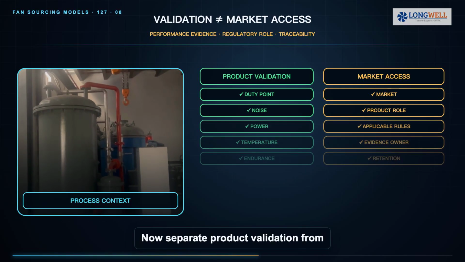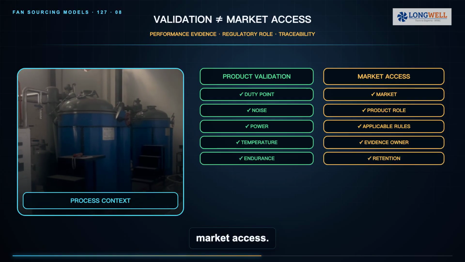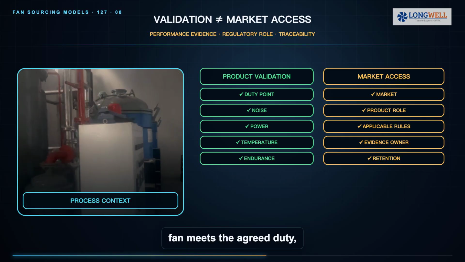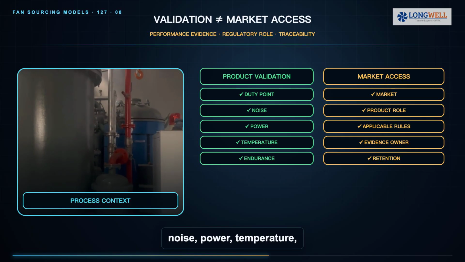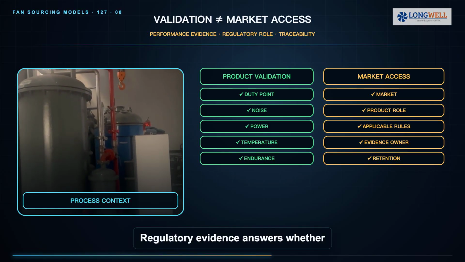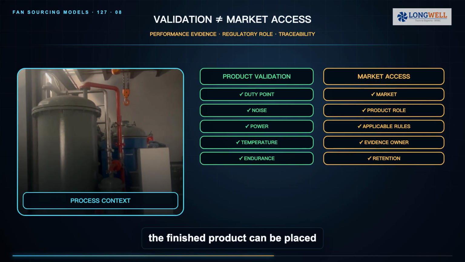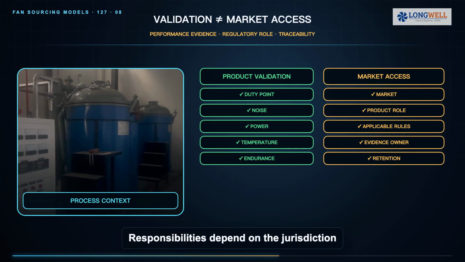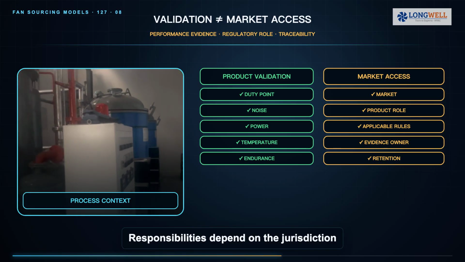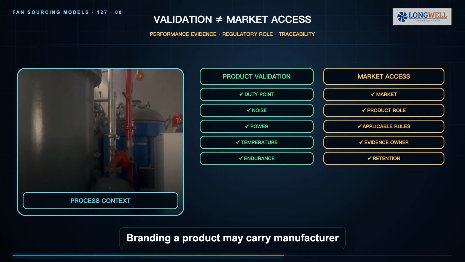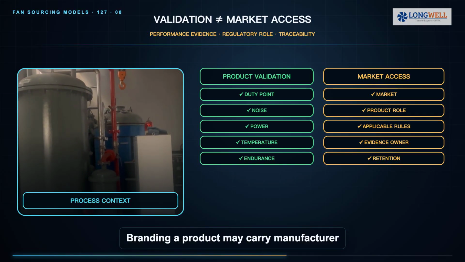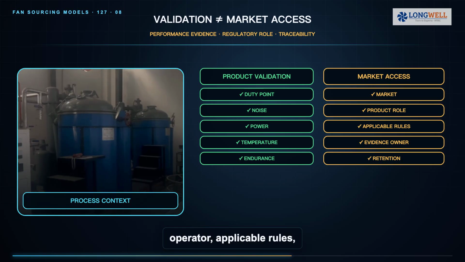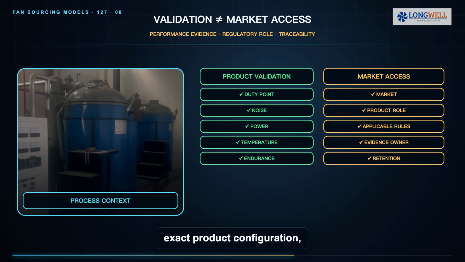Now separate product validation from market access. Performance tests answer whether the fan meets the agreed duty, noise, power, temperature, and endurance targets. Regulatory evidence answers whether the finished product can be placed in a specific market for a specific use. Responsibilities depend on the jurisdiction and product. Branding a product may carry manufacturer obligations, so identify the economic operator, applicable rules, exact product configuration, evidence owner, and document retention duty.